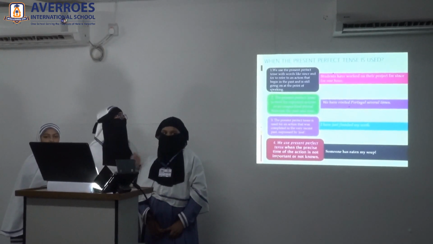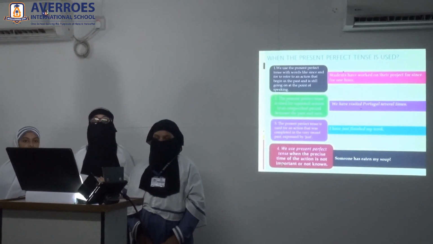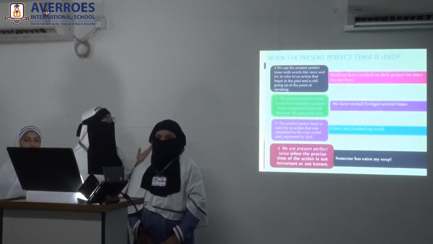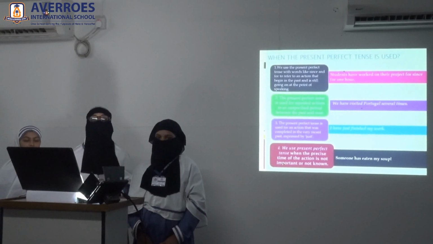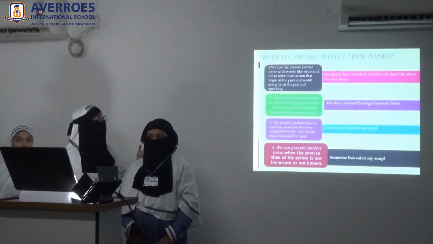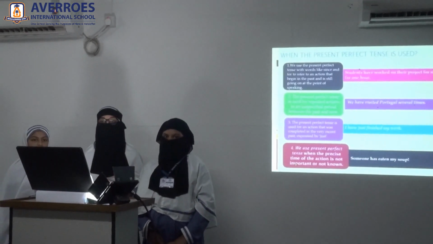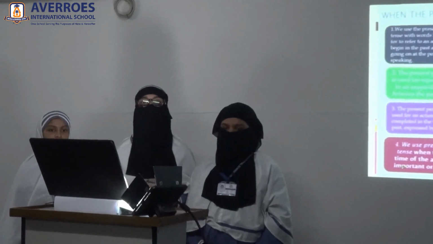Number two, the present perfect tense is used for repeated actions in an unspecified period between the past and now. For example, we have visited Portugal several times. The third one is, the present perfect tense is used for an action that was completed in the very recent past expressed by just. For example, I have just finished my work.